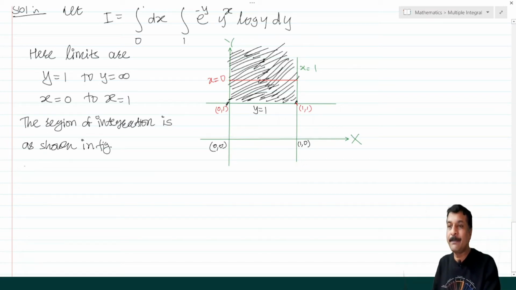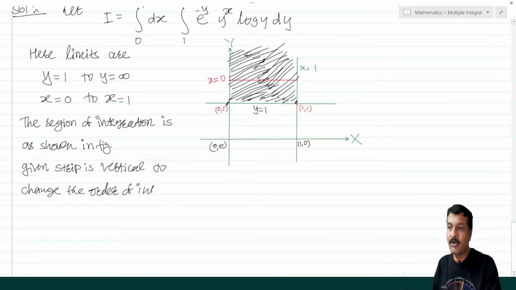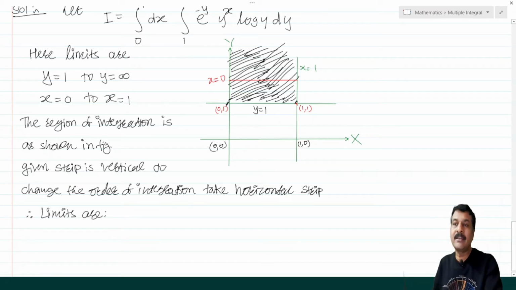So note that the region of integration is as shown in the figure. The given strip is vertical. To change the order of integration, take a horizontal strip. Therefore, the limits are. Note that for the horizontal strip, it cuts the y-axis, if we extend it. And therefore y is constant and x varies. So how to find the values of x?